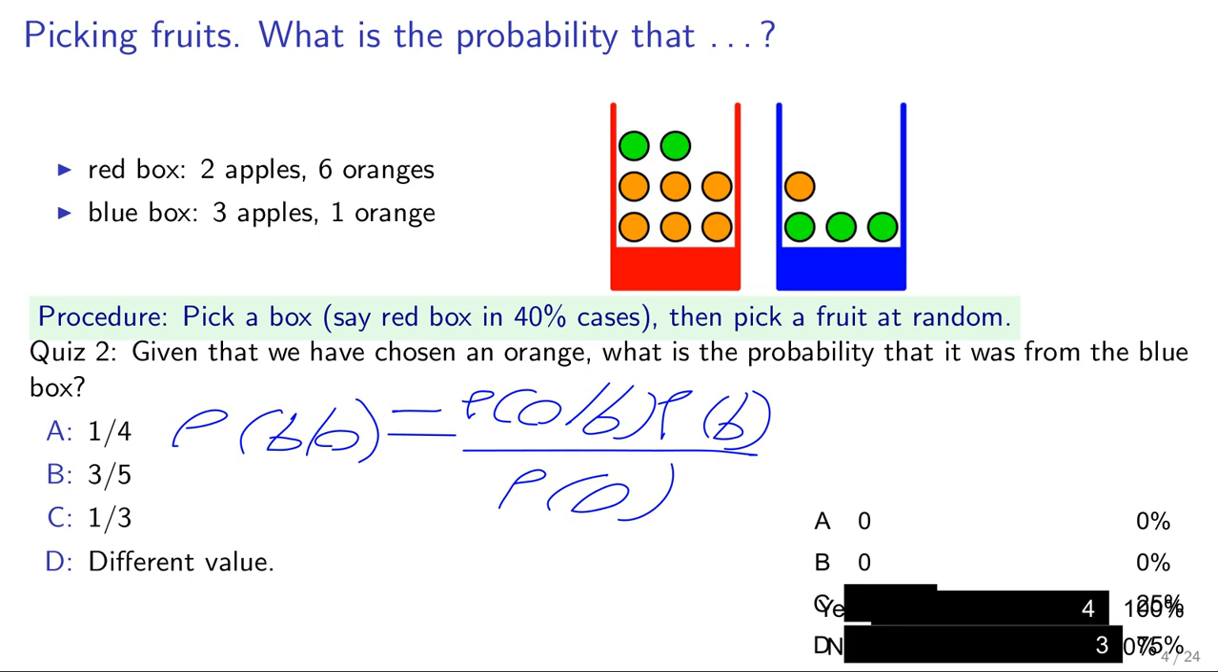Okay. Now the probability of blue box, that is easy, right? So that is the 0.6. Now the probability of orange, given that the box was blue, is also easy. So that's 1/4. Okay. Now the probability of orange, then we can basically count all the oranges. So there are 7 of them. Out of how many fruits in total? 8 plus 4, out of 12. Okay, so let's see if that works out.